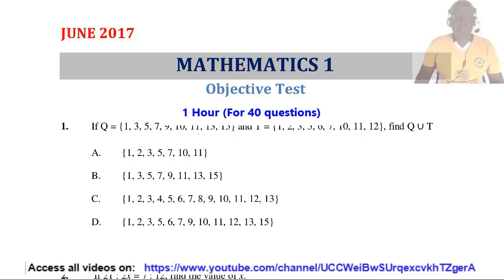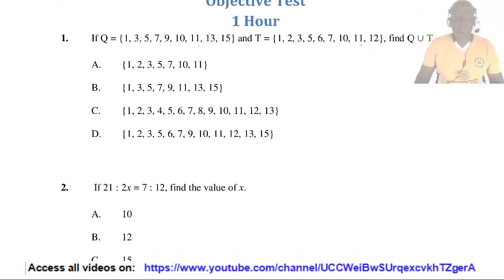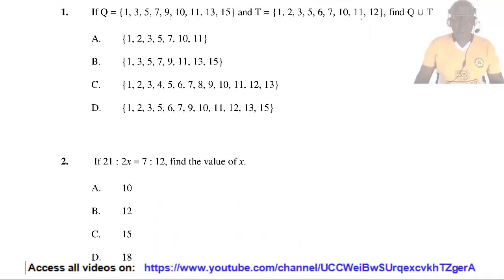June 2017, Mathematics 1, Objective Test, Duration 1 hour. Question 1. If the set Q equals 1, 3, 5, 7, 9, 10, 11, 13, and 15, and the set T equals 1, 2, 3, 5, 6, 7, 10, 11, and 12, find Q union T. A quick way of writing down Q union T is to write down all the elements of Q and combine them with the elements of T, writing down each element only once.